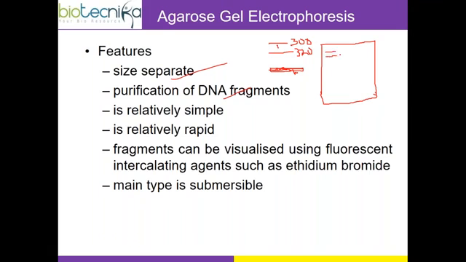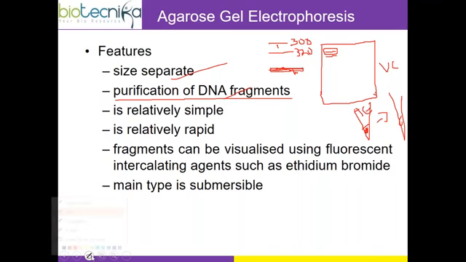People will keep this under UV, take a scalpel blade and cut only the band they want. After cutting, they transfer the agarose into an Eppendorf tube, smash it, and add TE. Now what will happen? The DNA will dissolve in TE. When you centrifuge, the agarose will be pelleted and the DNA will be in the solution. That way the agarose gel can also be used for purification of DNA fragments.